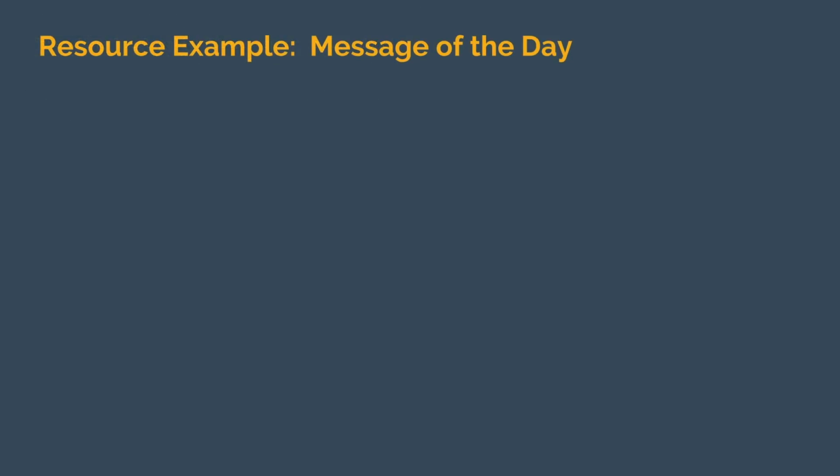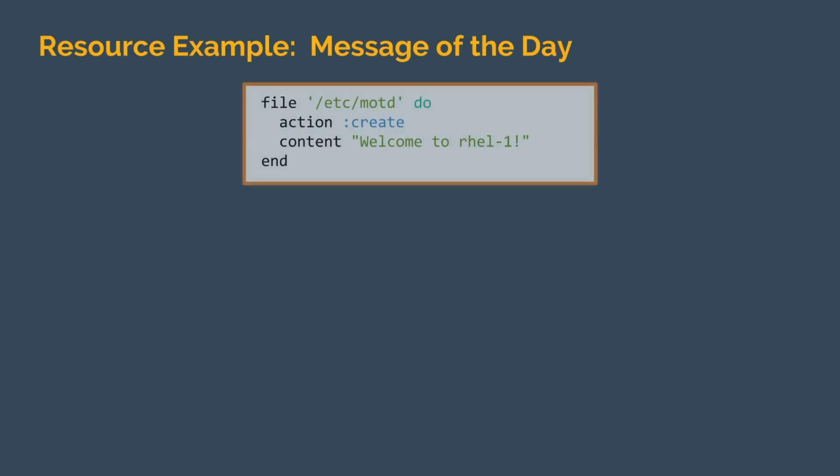For another Chef resource example, let's take a look at another common configuration task, creating a message of the day to be displayed every time a user logs into one of our systems. The Chef file resource allows us to create the file /etc/motd where we can set this message. The file resource, like the package resource, has a default action, in this case create, and we're also providing a content parameter where we can define, you guessed it, what content that file should have when it's created.